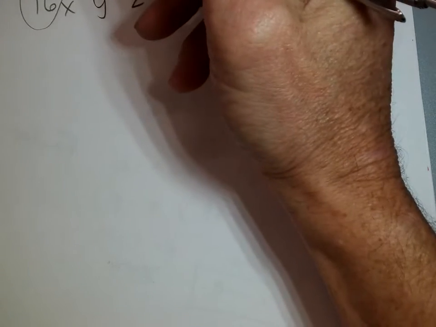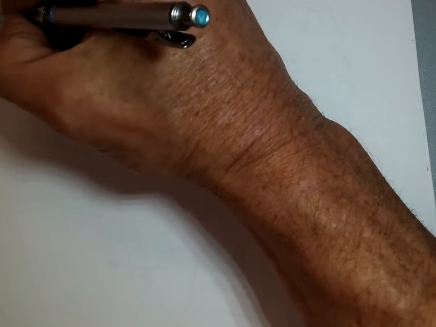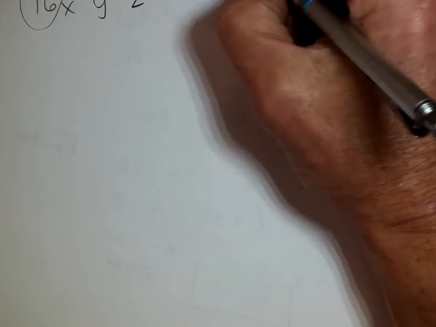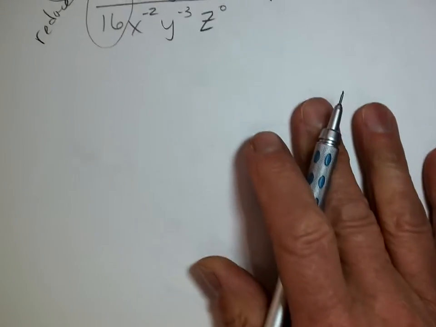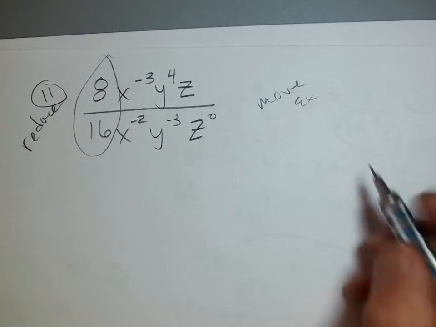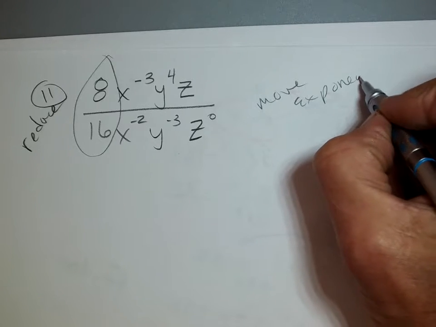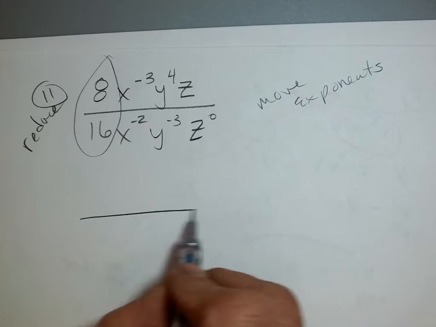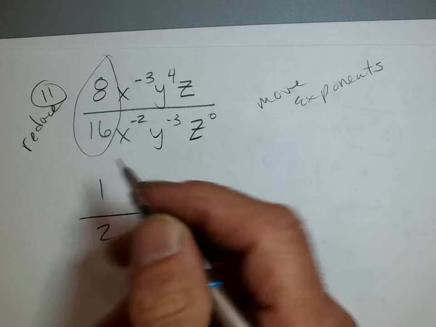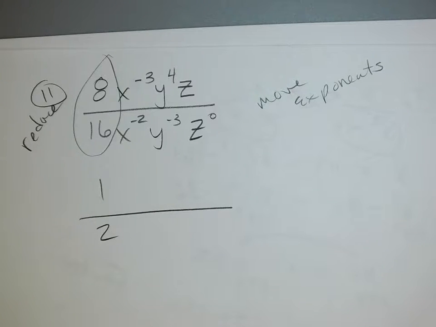But before I do that, I'm just going to reduce that to 1/2. First thing I'm going to do is reduce to 1/2, and then I'm going to move my exponents. So I'm going to reduce that, and then move exponents. 8/16 is 1/2.